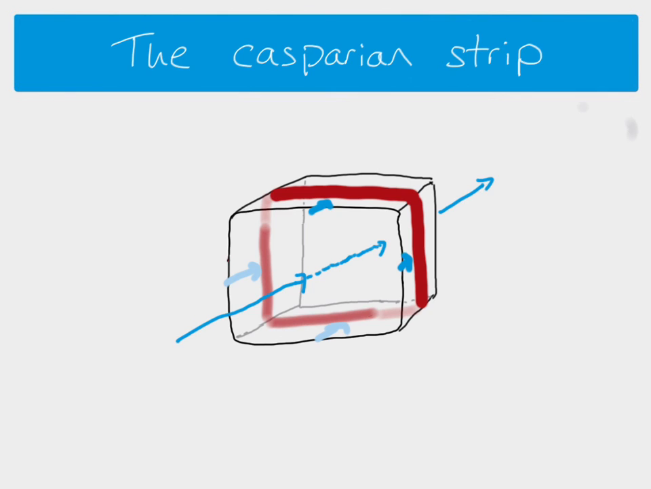So that's how the Casparian strip blocks the apoplast pathway and means that water has to travel at least once through the symplast pathway, which means it has to pass through 2 cell surface membranes on its journey from the soil to the xylem. Okay, that's it then. They're the main ideas involved in water transport through the root. Thank you very much.